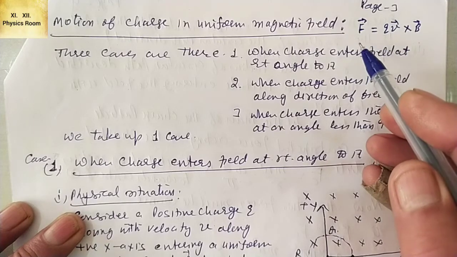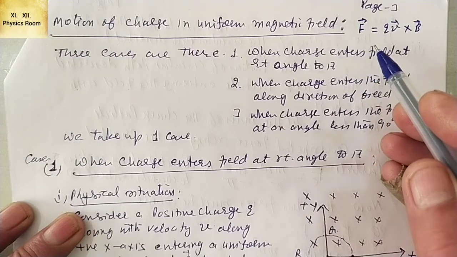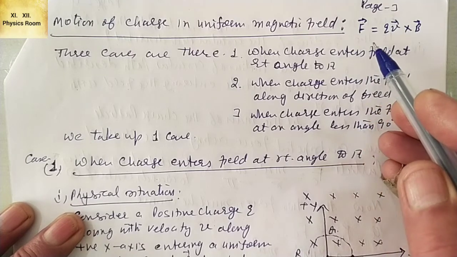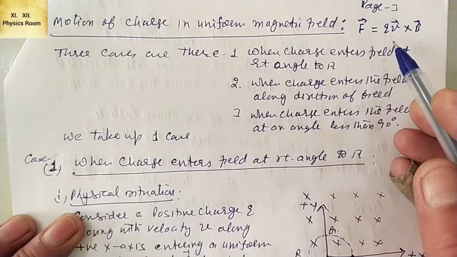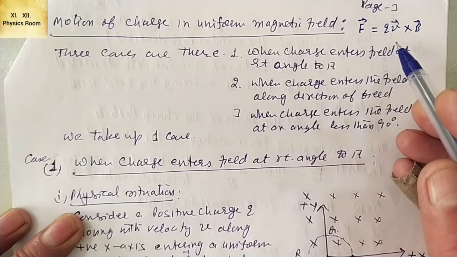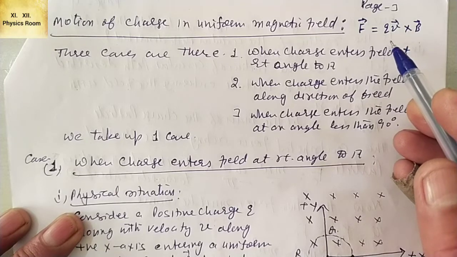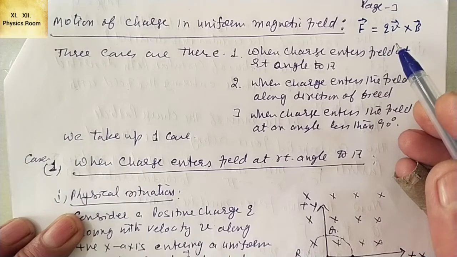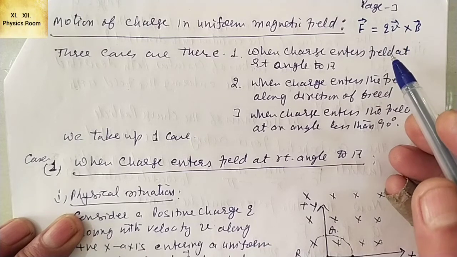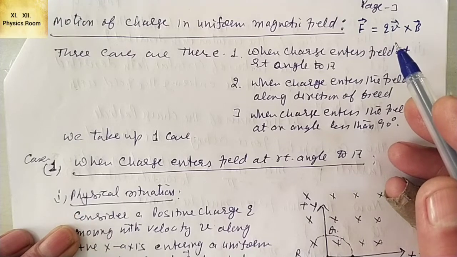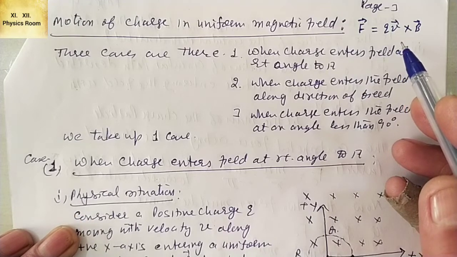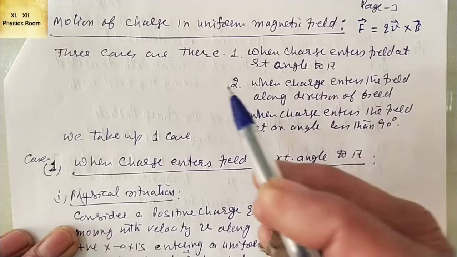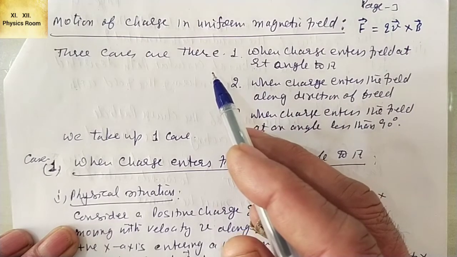Now, if it experiences a force, then what is the path adopted by the charge in the uniform magnetic field? The path adopted depends upon the direction of entry of the charge into the uniform magnetic field. Now, three cases are possible.